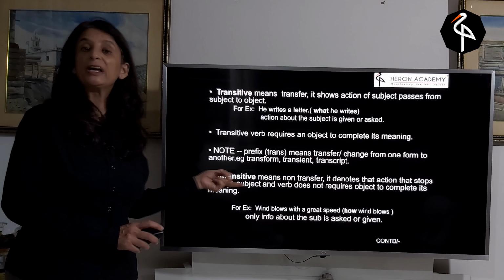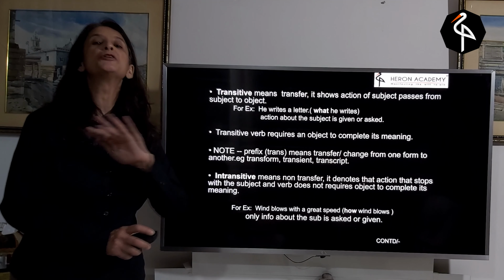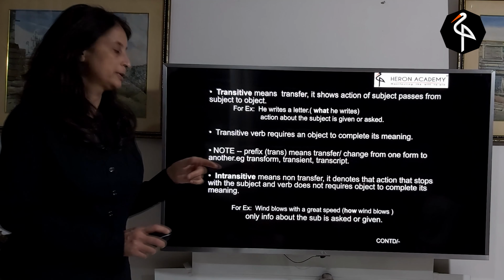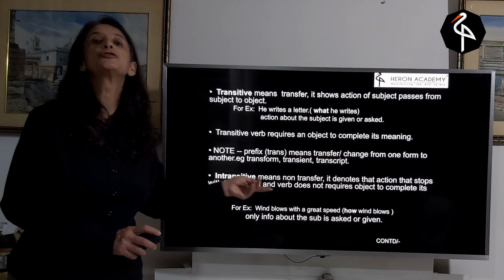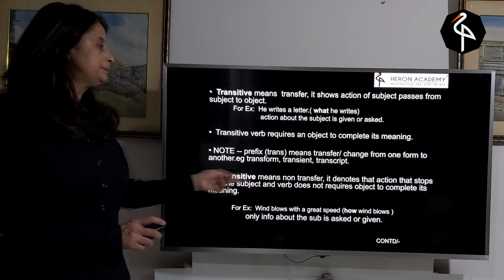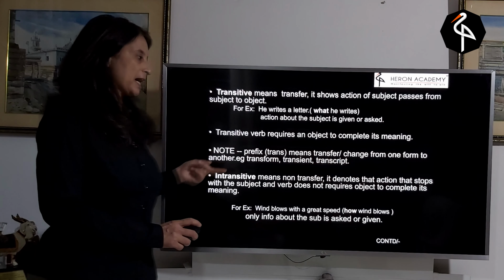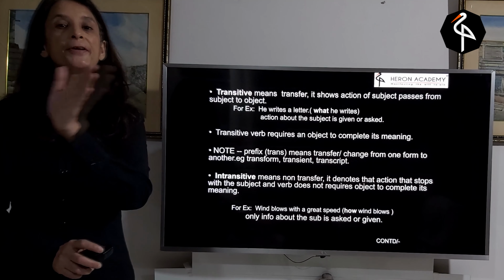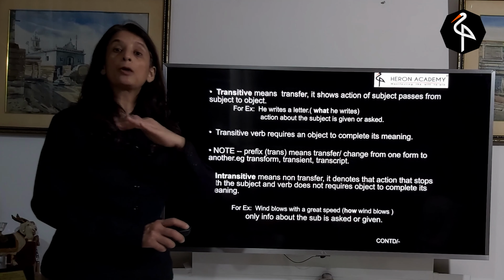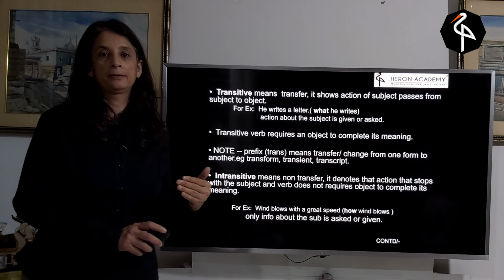Intransitive. Now, intransitive means non-transitive. The prefix "in" means non, not. So it means it is not transferred. It denotes that the action stops with the subject. The verb does not require an object to complete the statement.